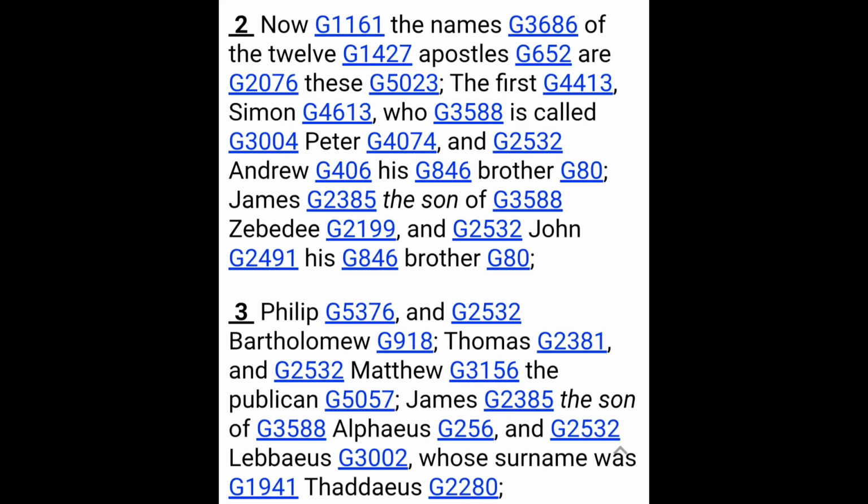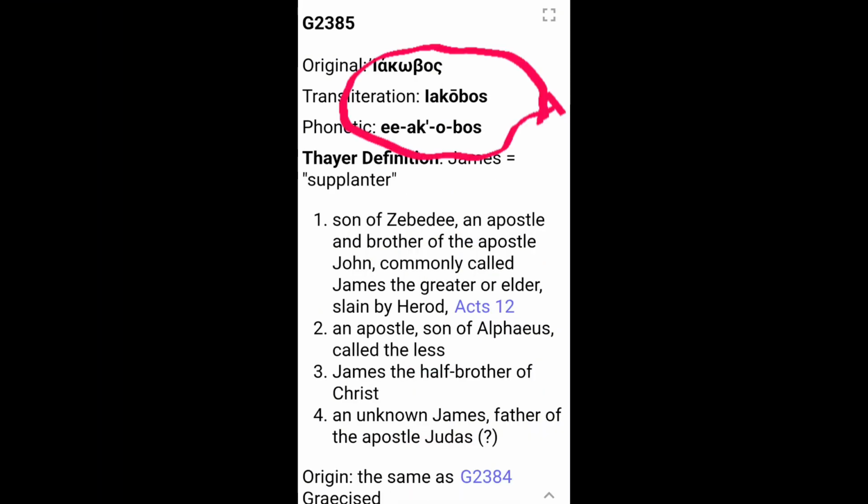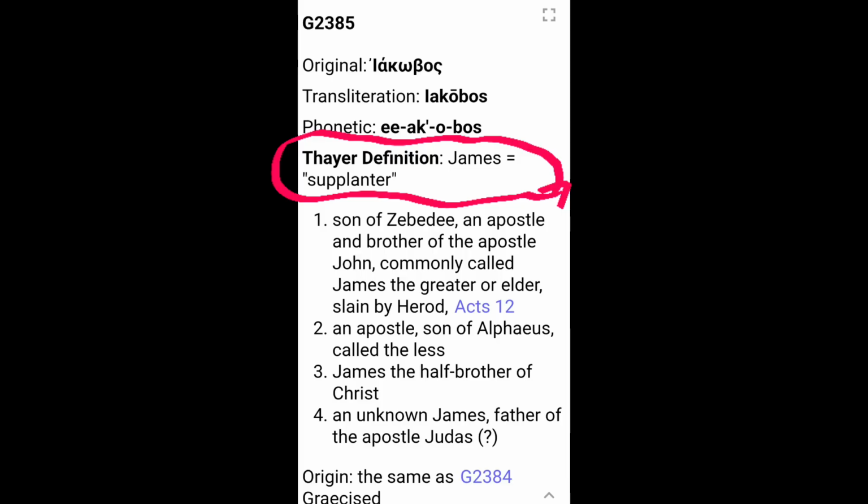We find both of these men mentioned here in verses 2 and 3 as James, with a Greek source of 2385. Notice that both names are the same name, James. We see this is pronounced in the Greek Iakobos, and its definition is, interestingly enough, James, meaning a supplanter.